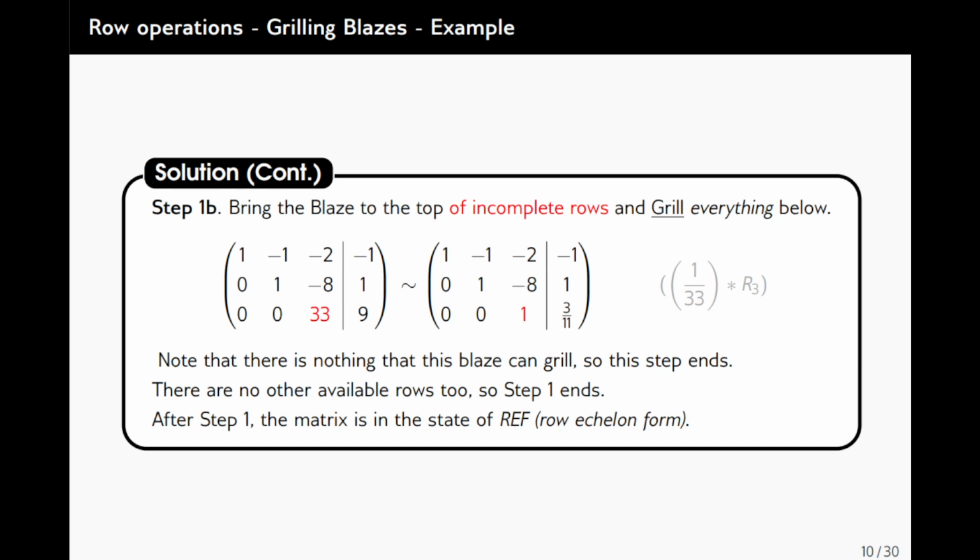So step 1 ends because all rows are being done. So all rows, all columns are being done. So this thing is called REF. Okay, REF. So this is a structure. You can see the places are lining up in this kind of context. And that there could be some numbers up there, and this is called REF. Okay.